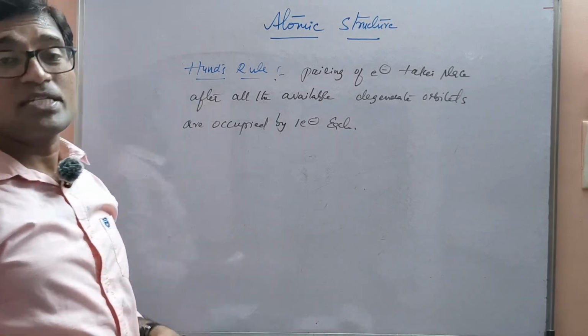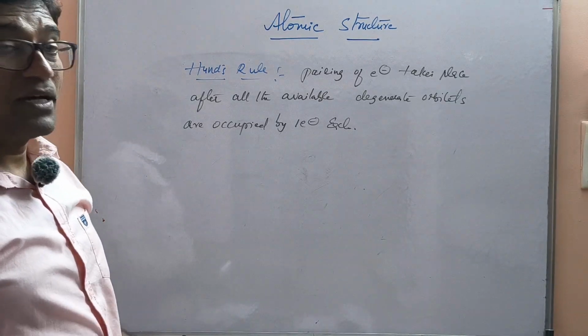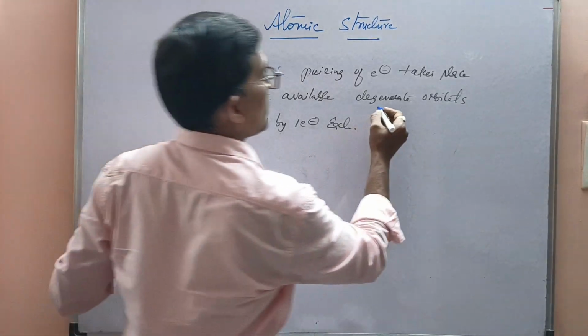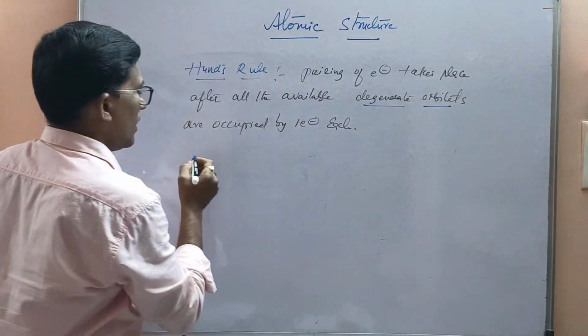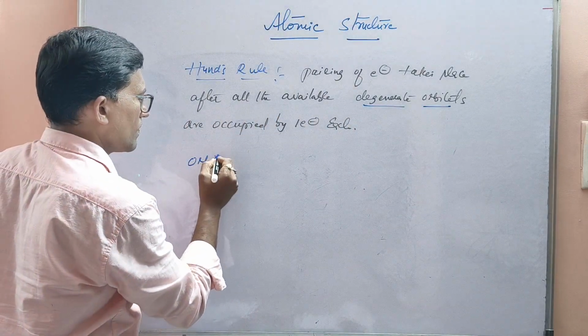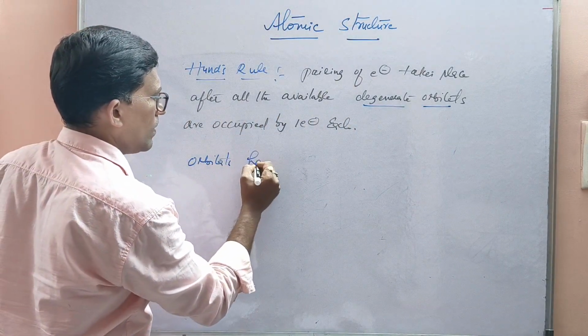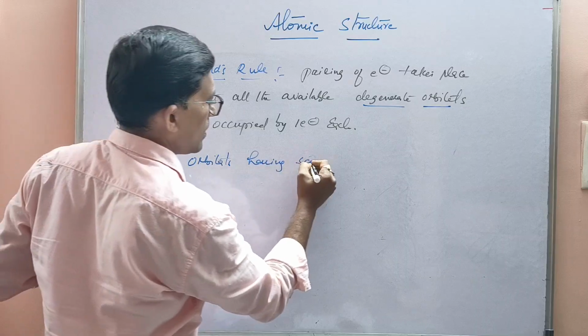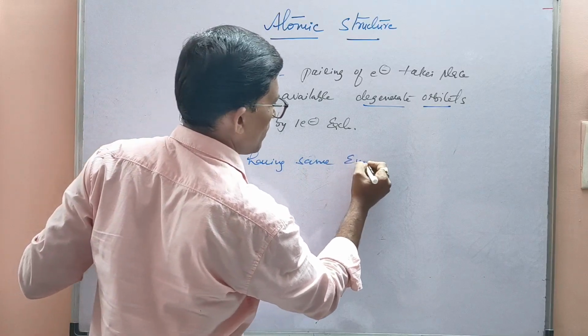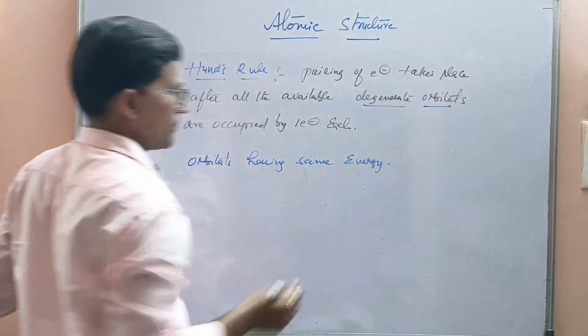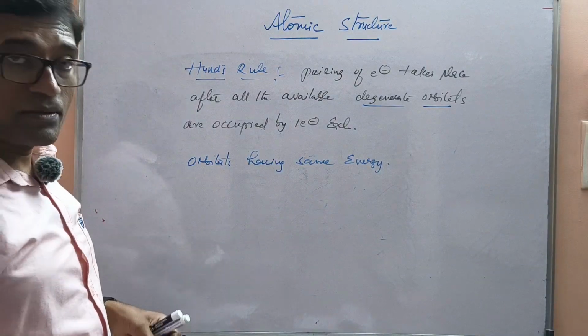So what is the meaning of degenerate orbitals? The orbitals having the same energy. Sir, what is the meaning of degenerate orbitals, sir? Orbitals having the same energy are called degenerate orbitals.